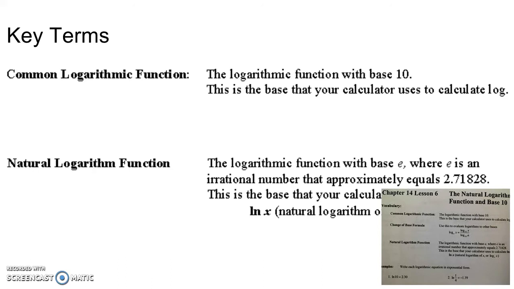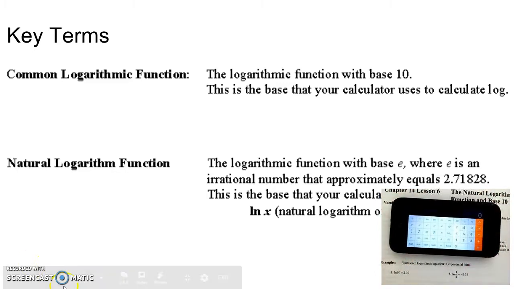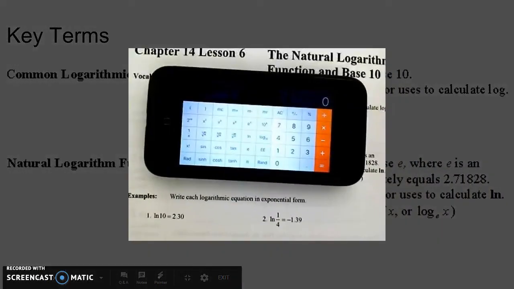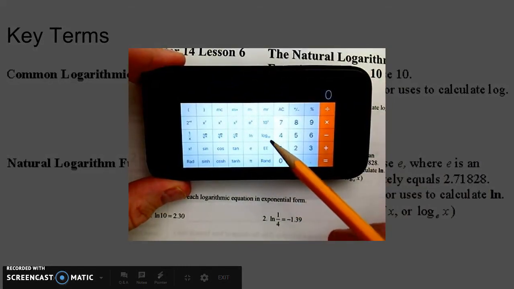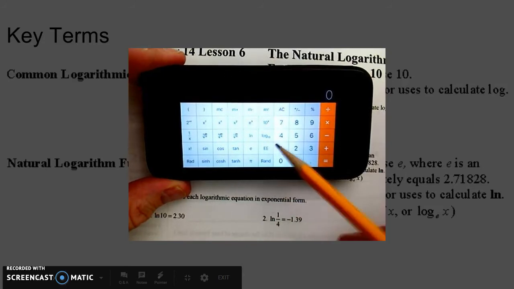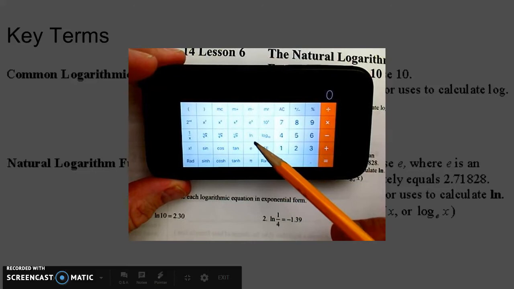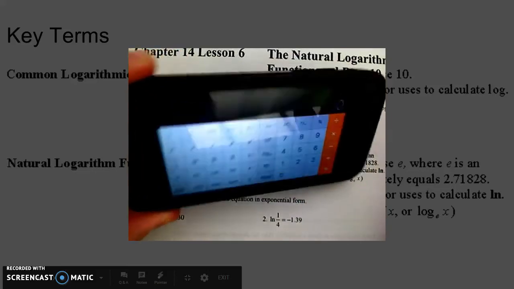The natural log is a log function with base e, and you might remember that e is an irrational number, and its value is about 2.71. So this is the base that your calculator uses when you use the button that says ln x. Taking a quick look at the function buttons on the calculator on your phone, you've got a log, and the iPhone calculator happens to say log base 10 rather than just log. ln, though, is the same as log base e.